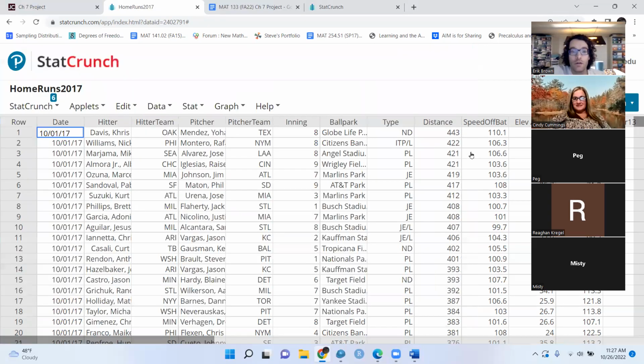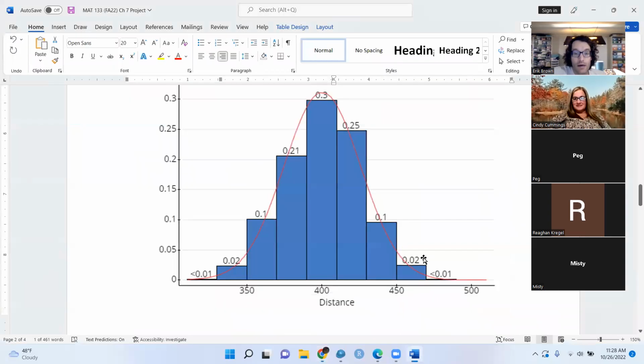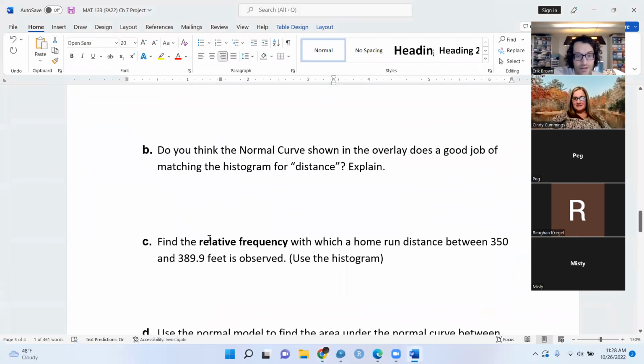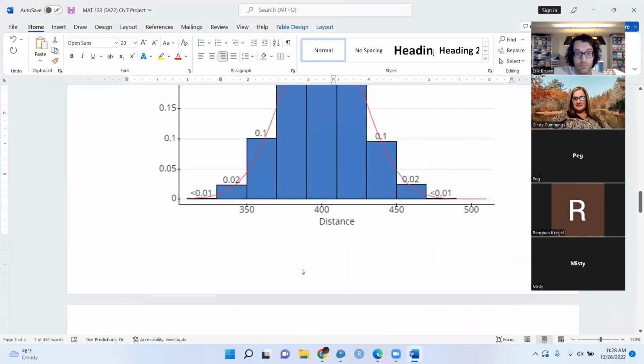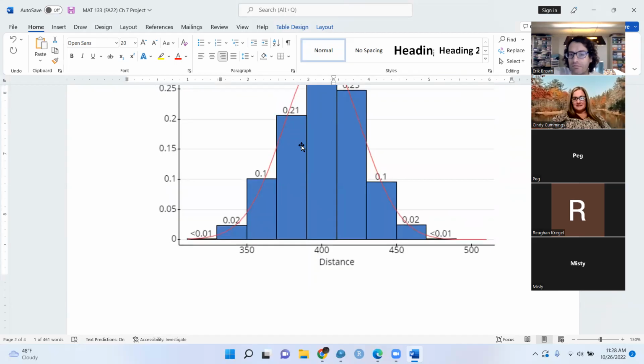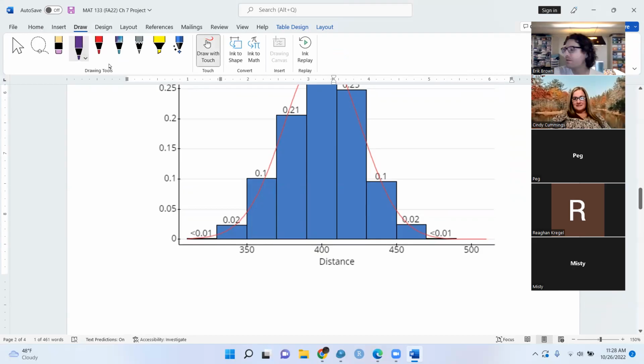Okay, so let's see. I'm struggling. I might need help from you all. It says relative frequency for C, between 350 and 389.9. Do you all agree that that's going to be 0.1? Or is it going to be 0.31? Do you see my dilemma?